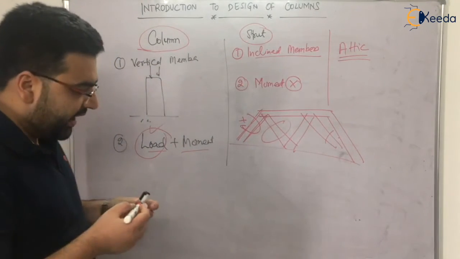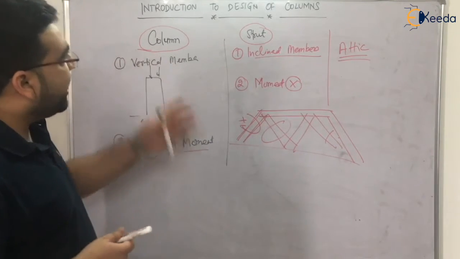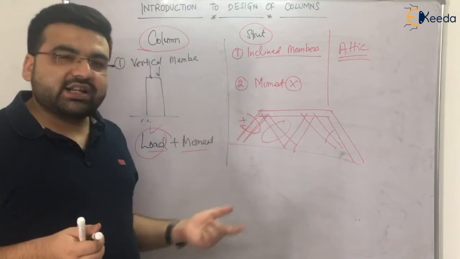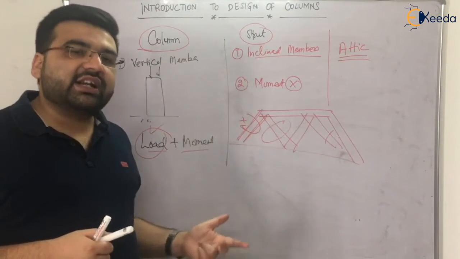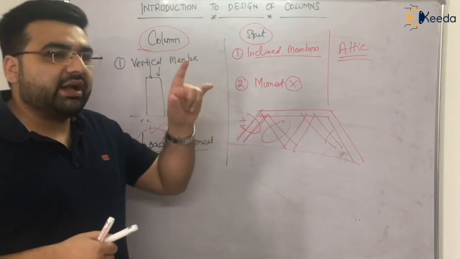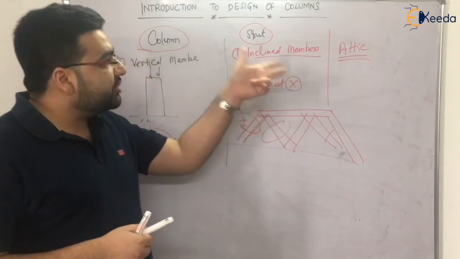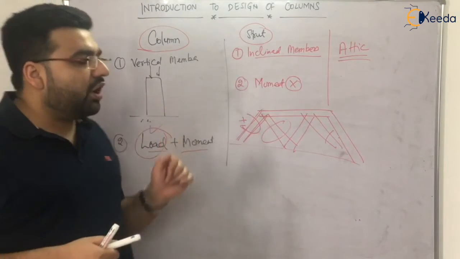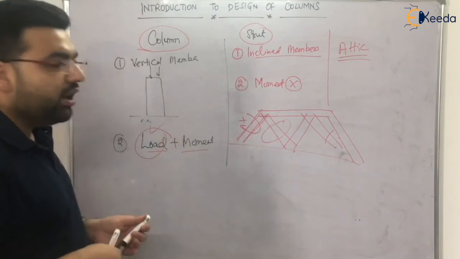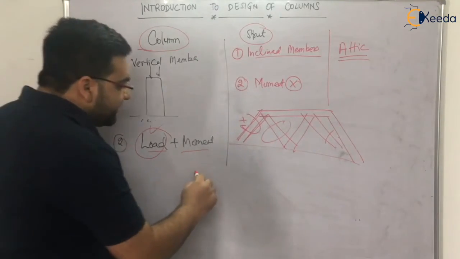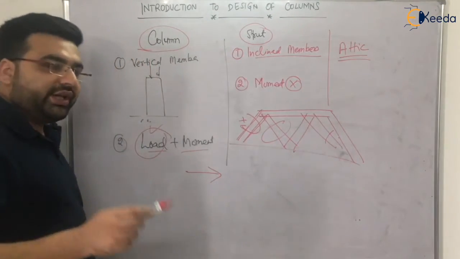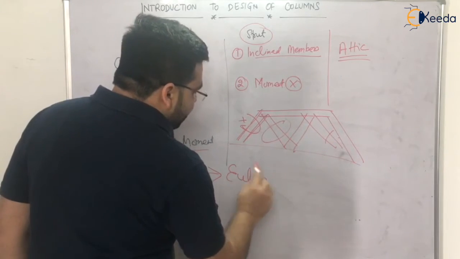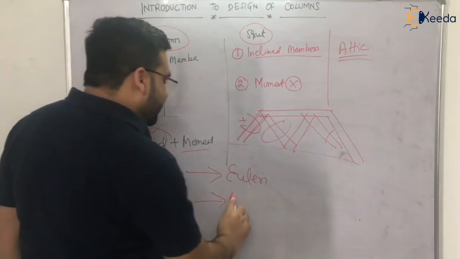So I hope, students, now you know the introduction to design of columns, the types of columns, the slenderness ratio, the least lateral dimension, and the difference between a pedestal, a column and a strut. I have told you about all these things, right? Now in the design of columns, first of all there are two theories. The first theory is Euler's theory, and the second theory is the Rankine theory.